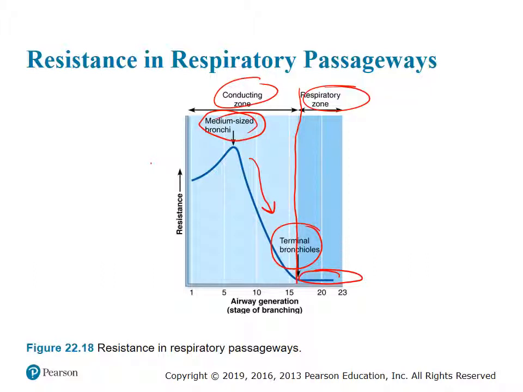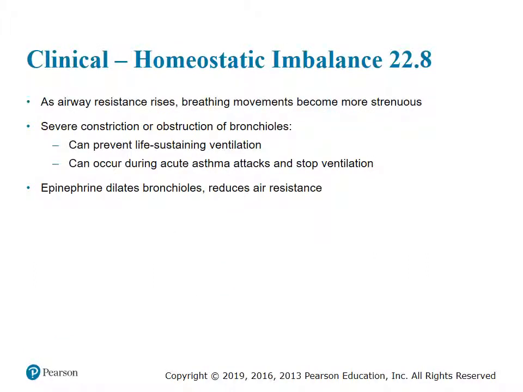So when we talk about how air is not getting through into the lungs, one of the major factors is resistance. And so we have to go back and look at that part of the bronchial tree to see if that might be the issue with somebody that can't breathe in oxygen too well. As resistance rises, breathing movements become harder to do, more strenuous.